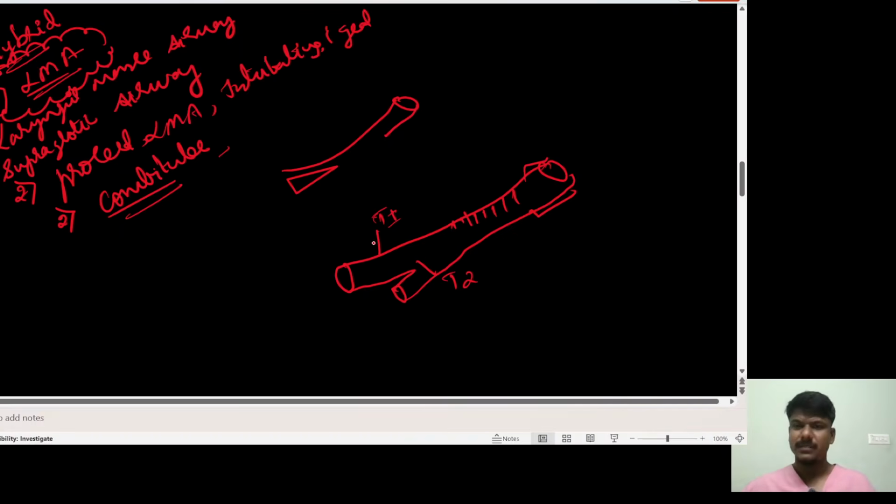So from here, you will be having two tubes. First, I'll try to ventilate with this one, and I'll see whether the chest is rising or not. If the chest is rising with tube number one, with the universal adapter, that means it is there in the trachea. The first tube, number one, is in the trachea.